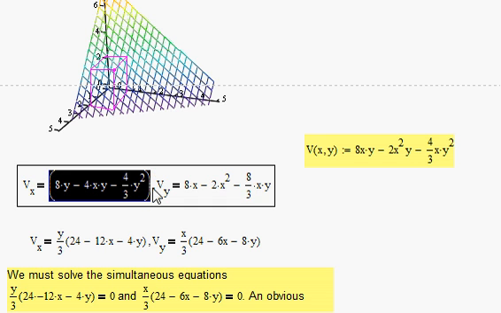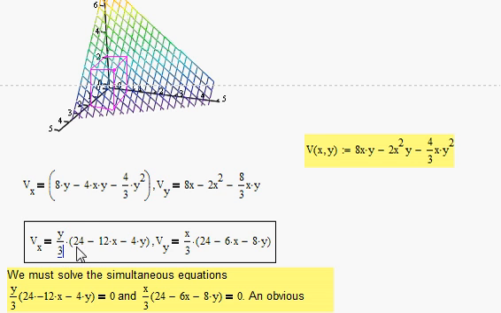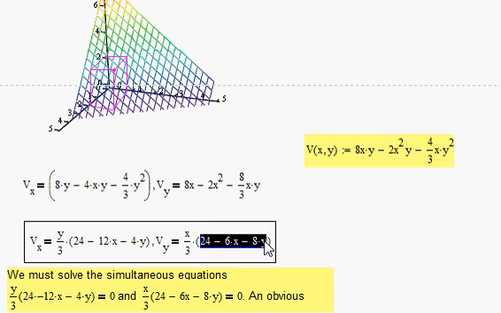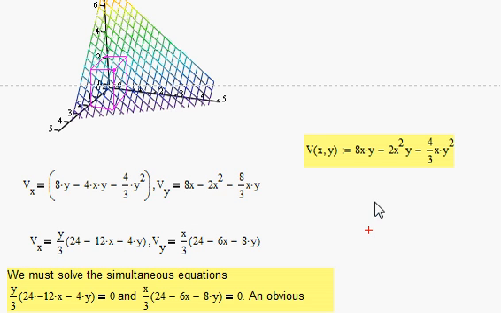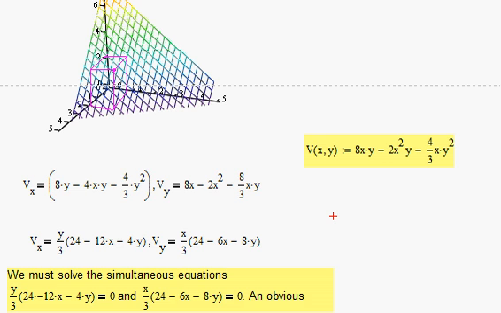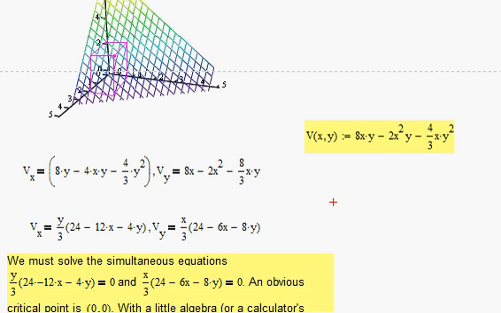Factor y over 3 out of the partial with respect to x, and we'll get y over 3 times 24 minus 12x minus 4y. And factor x over 3 out of this one, we get x over 3 times 24 minus 6x minus 8y. A few things to note. This partial was 0 when y is 0, and this partial was 0 when x is 0. And x equals 0, y equals 0 is, in fact, a solution, but I think it's kind of obvious that would be the minimum volume box because one corner is at the point 0, 0, and so is the other. Not much of a box.